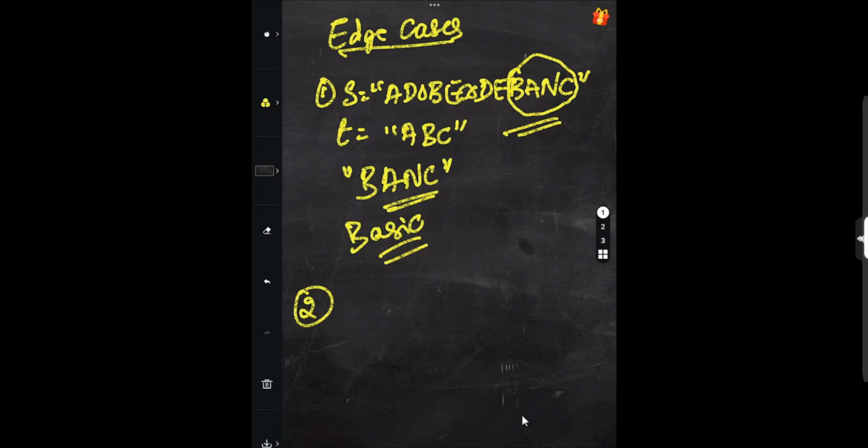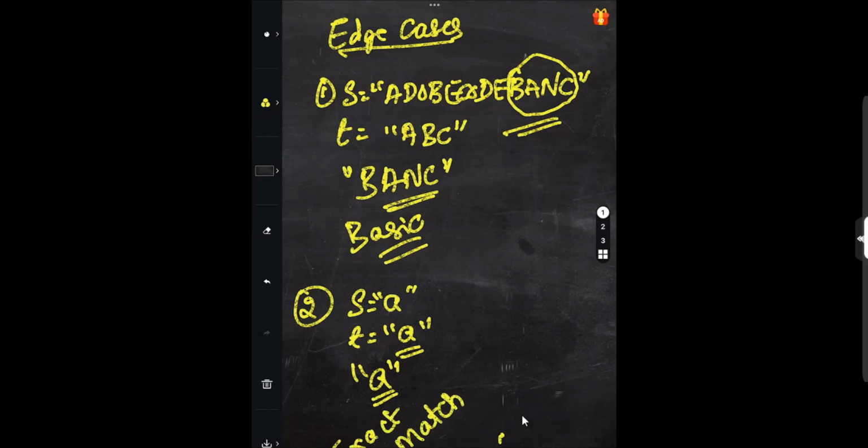Next, let's go with the second edge case, the exact match. In my case, I'll consider S equals A, a single character A, and T is also A. We are going with the exact match. So the output will be A as well. Why? Because the entire string is the answer here.